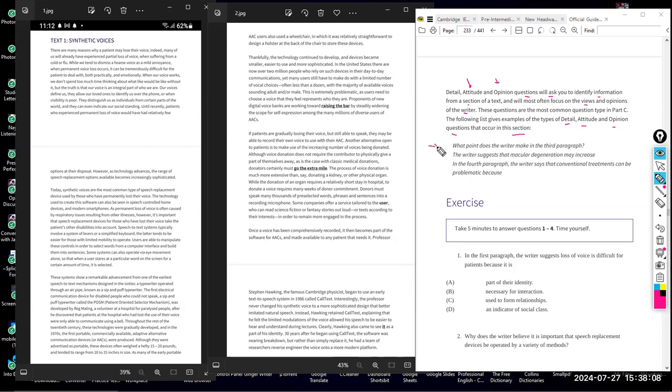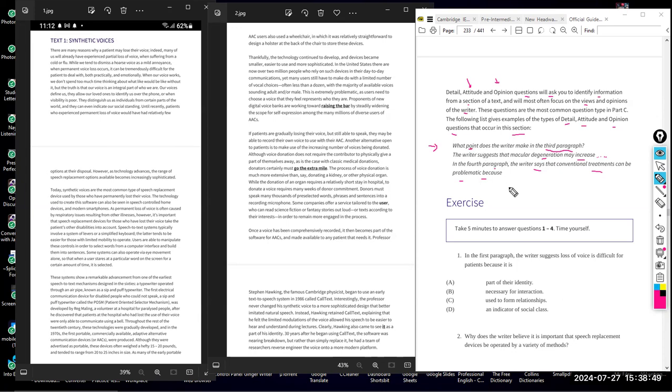So let's take a look at this example. This example is saying, what point does the writer make in the 3rd paragraph? Absolutely, they named the paragraph, so I have to read only the 3rd paragraph. I don't have to read the whole passage. This is really important. So, for example, I have to say the writer suggests that macular degeneration may increase, and complete the answer, for example. And I can say in the 4th paragraph, the writer says that conventional treatments can be problematic because, just to check the point of the writer.